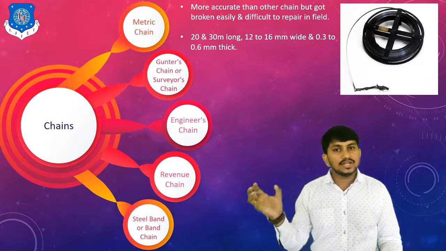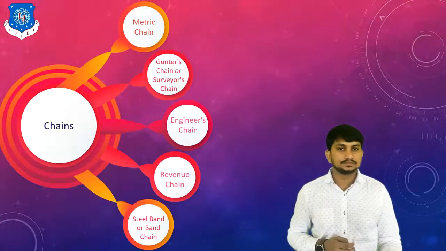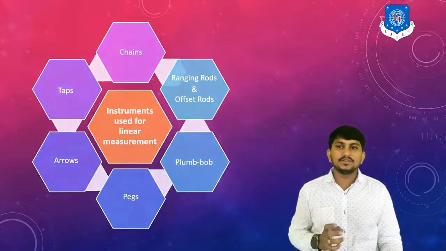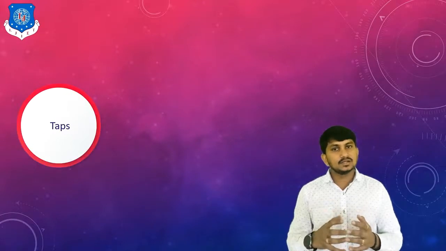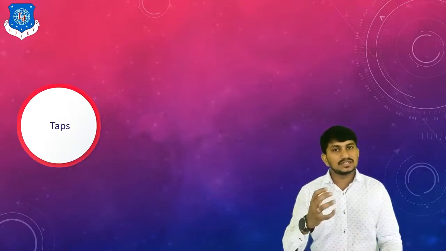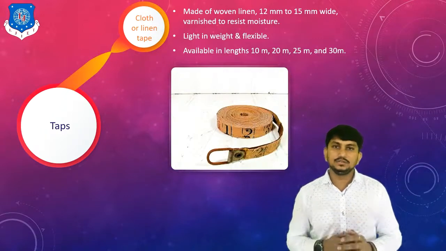This is all about chain, which is the first instrument used in linear measurement. Now, let's discuss the second instrument, which is tape. Tape instrument is also used for taking distances. It is used for smaller distances. There are various types of tapes available based on material used.